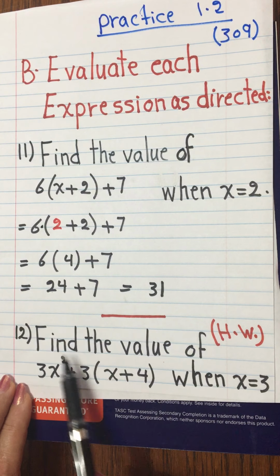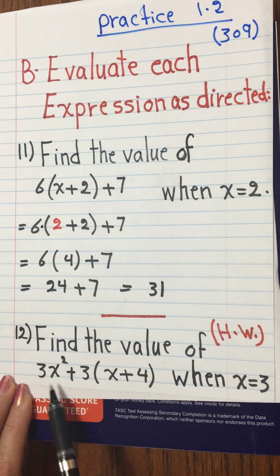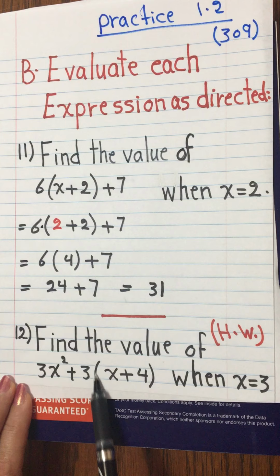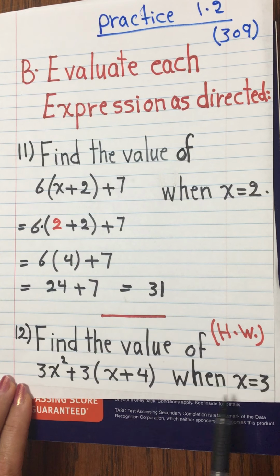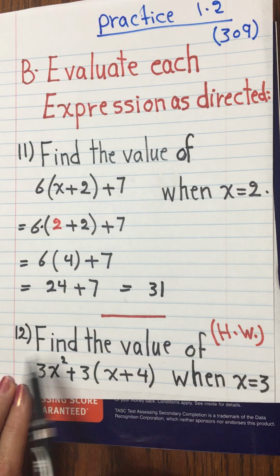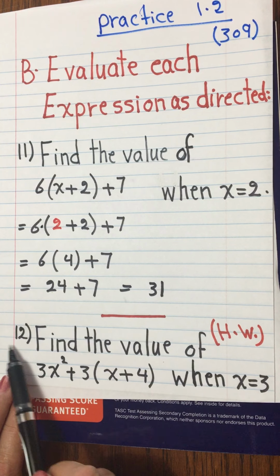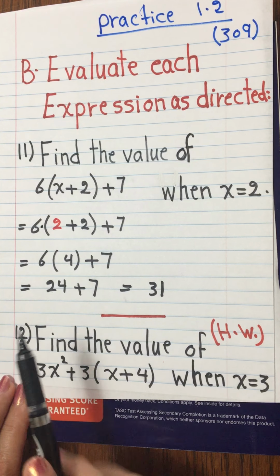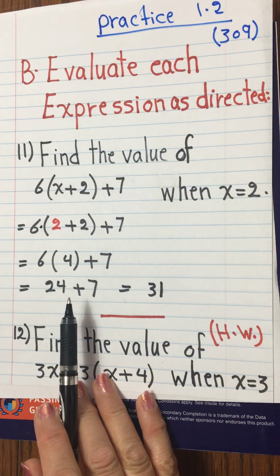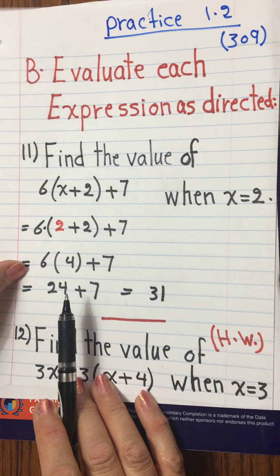Find the value of 3x squared plus 3 times (x plus 4) when x equals 3. So this is because I told you the even numbers are your homework, even questions. 13.